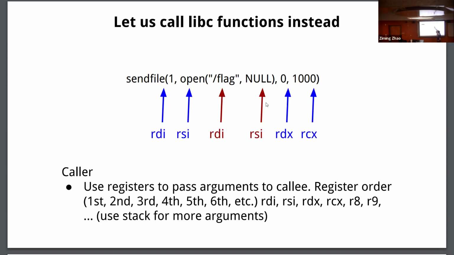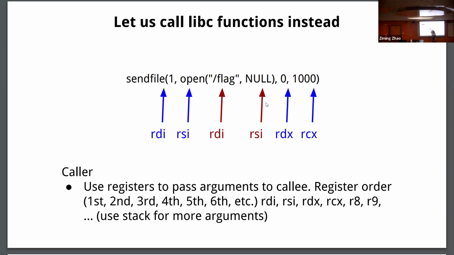Okay, so the second parameter goes to RSI. Then the return of this goes to RAX. And the return of this will be the file descriptor. In this case, usually it should be 3, because stdin, stdout, and stderr are open. So we took 0, 1, and 2. So 3 will be available. In some cases you can just hard code 3 for this file descriptor.